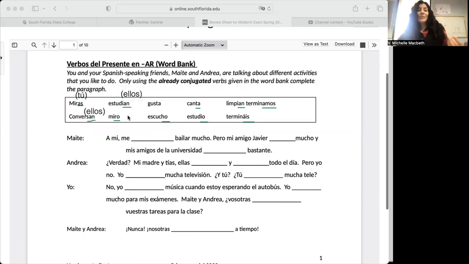Then I have miro. If it ends in an O, what does it have to be? It has to be yo. So we've got miro, escucho, estudio. All of those have to be yo. They cannot be anything else, right?